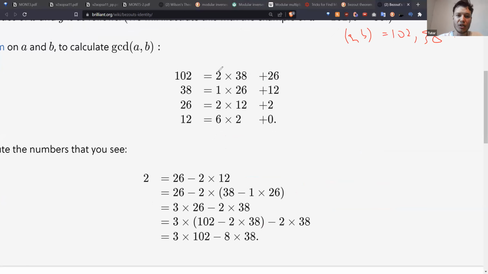And now you look at 38 and you try to decompose 38 into 26s. When you do that, you get 1 times 26 plus 12. And now you take 26 and you try to decompose it into 12s, and you get that 26 is 2 times 12 plus 2. And now you take 12 and you try to decompose it into 2s, and you get that 12 is 6 times 2 plus 0. And then you stop here. So now how do you go the other way? Well, now that you've got this common factor D, this is one thing that you're going to do.